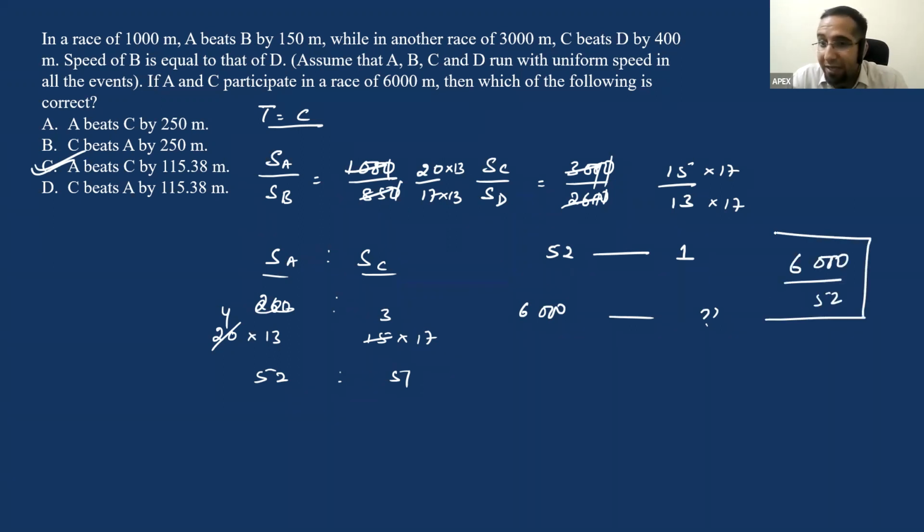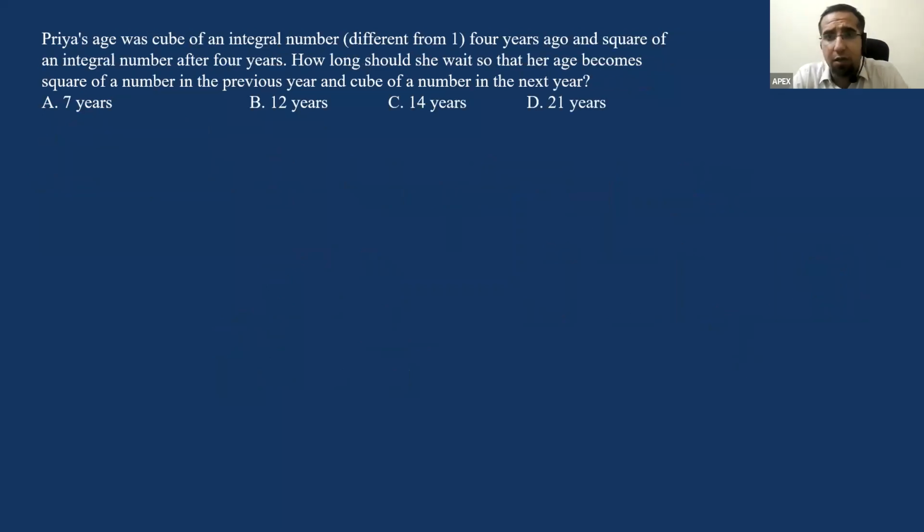You can go with a wild guess here. 250 is definitely not the answer and A is beating C. Here both the numbers are same. So therefore your answer becomes A beats C by 115.38 meters. Clear? So races, again a simple model. Please go back and revise.